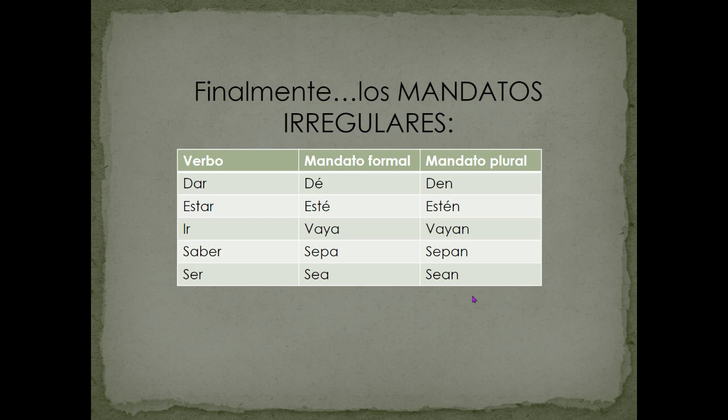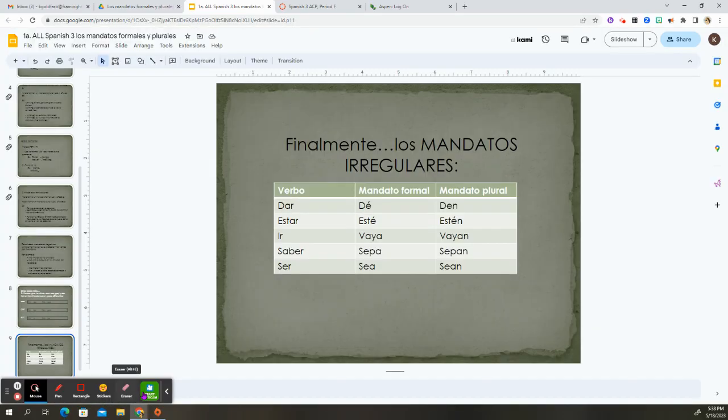And the irregulars for these commands should look familiar as well. For dar, we have dé y den, estar, esté y estén, ir, vaya y vayan, saber, sepa y sepan, and ser, sea y sean. And guess what, everybody? That's it. Second to last batch of notes for the year. Done.